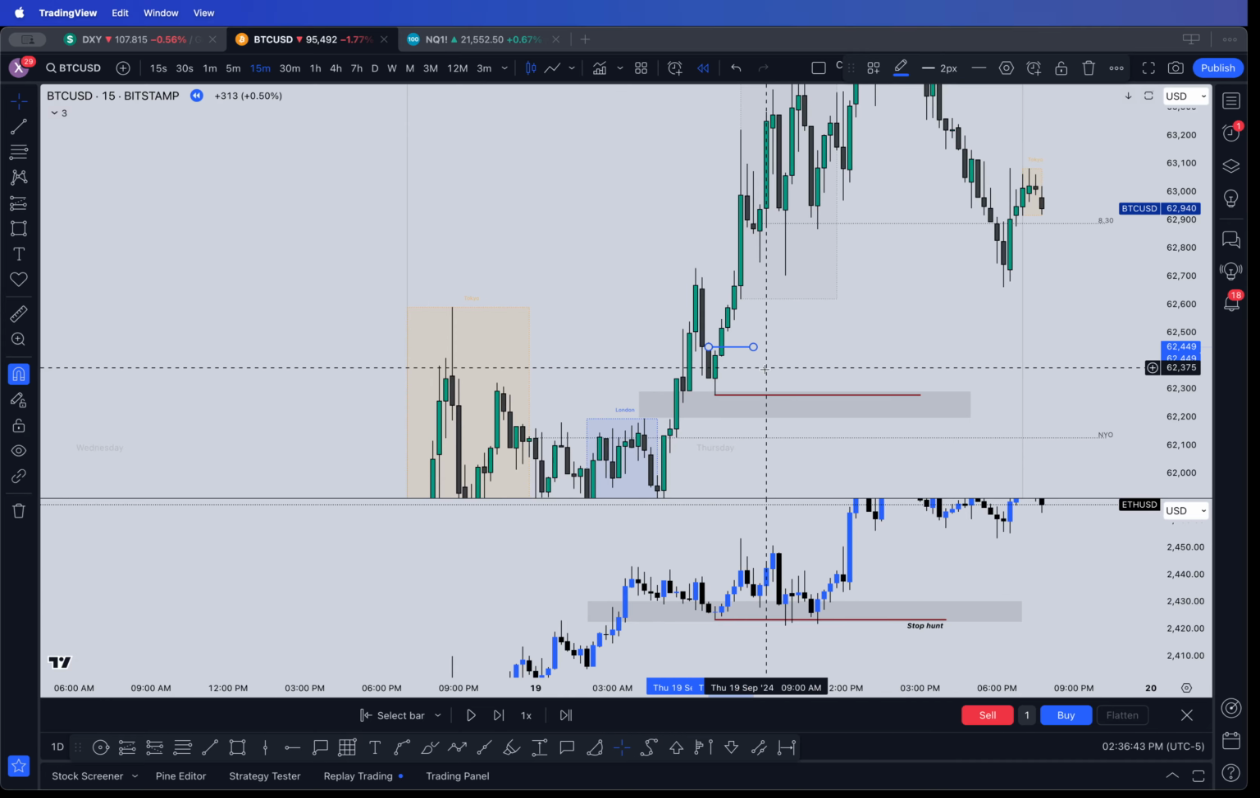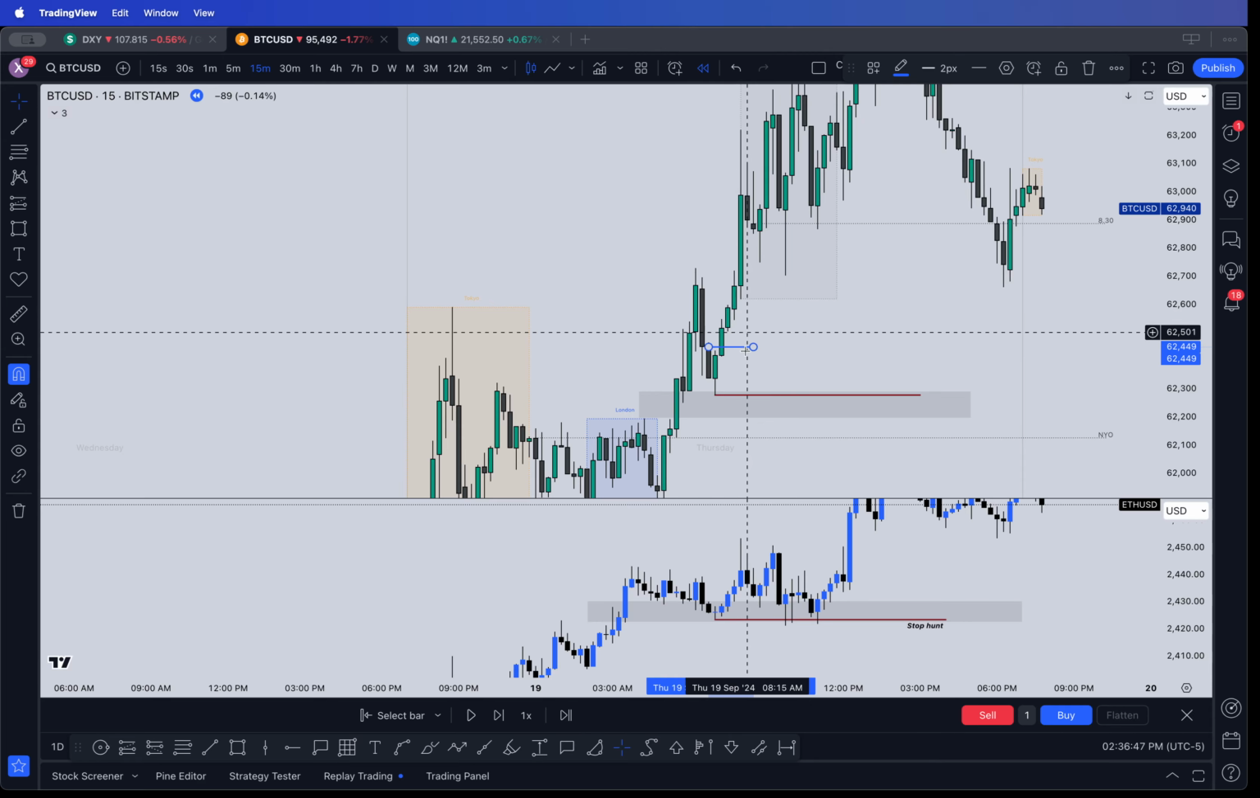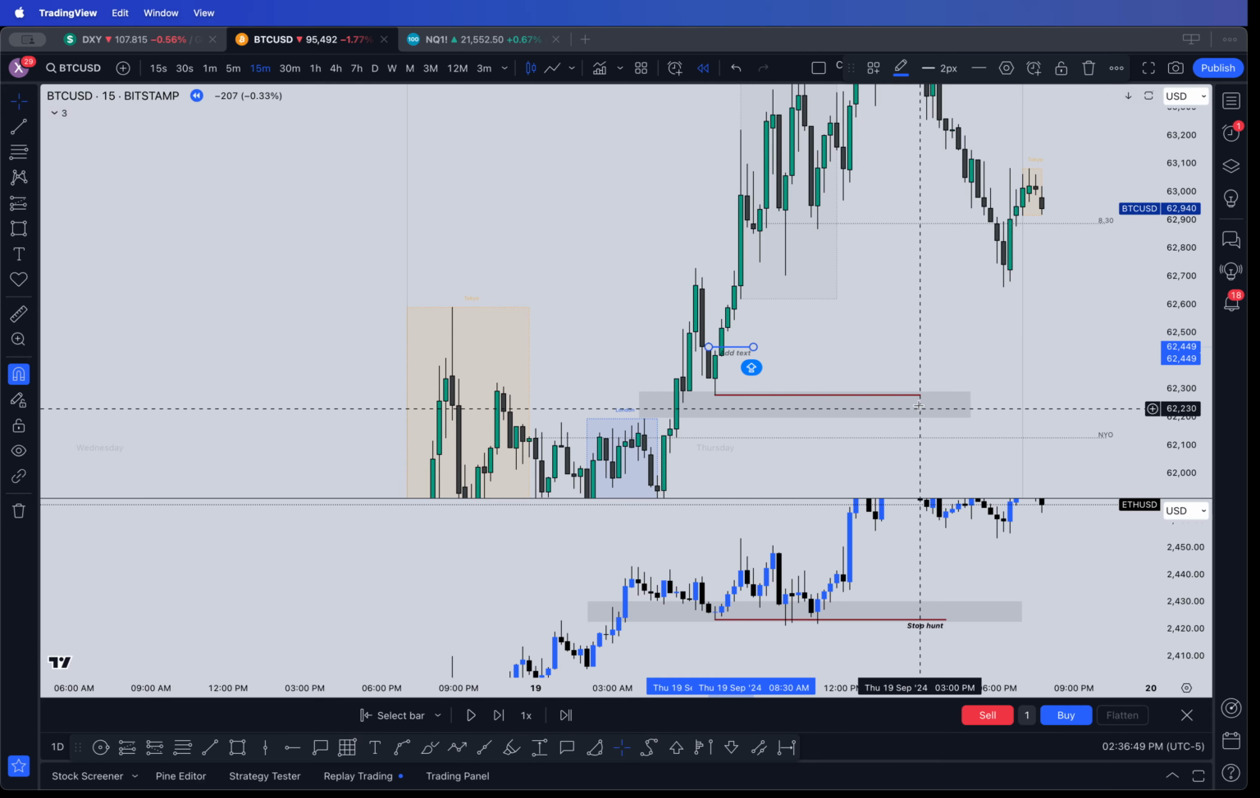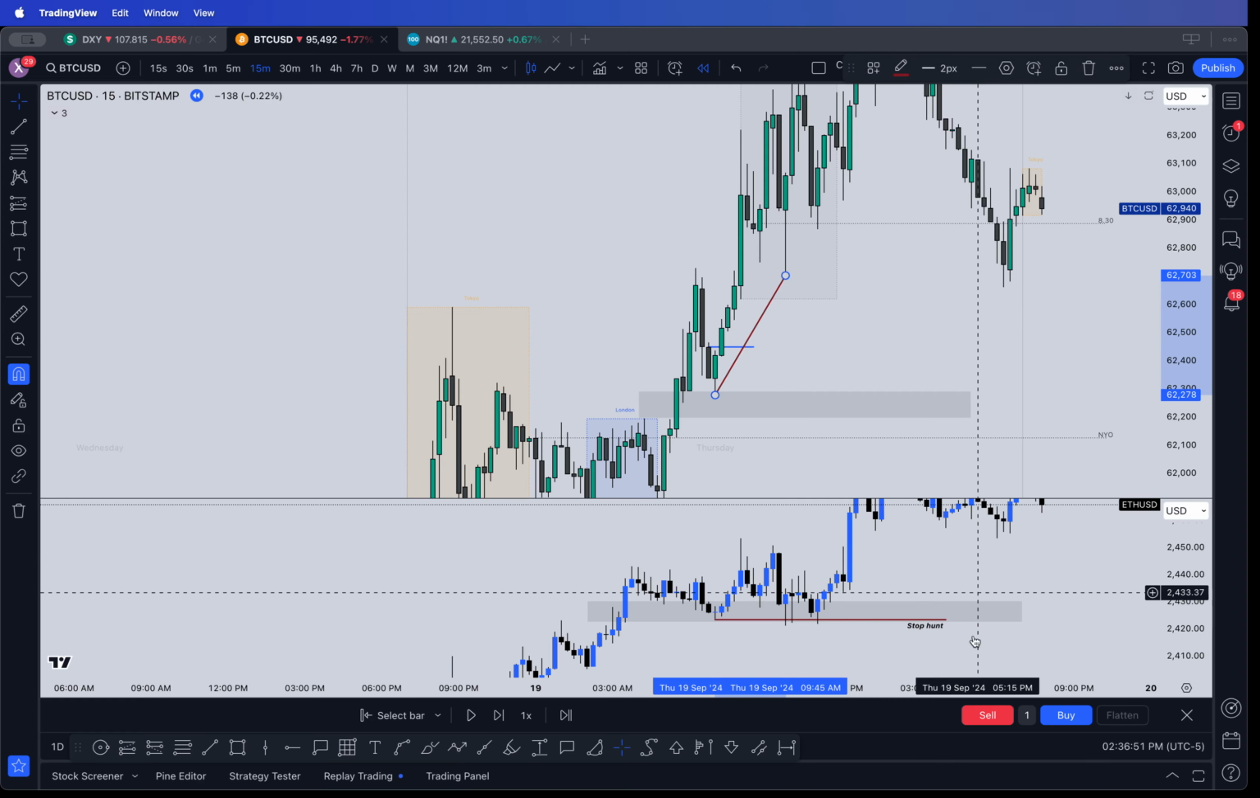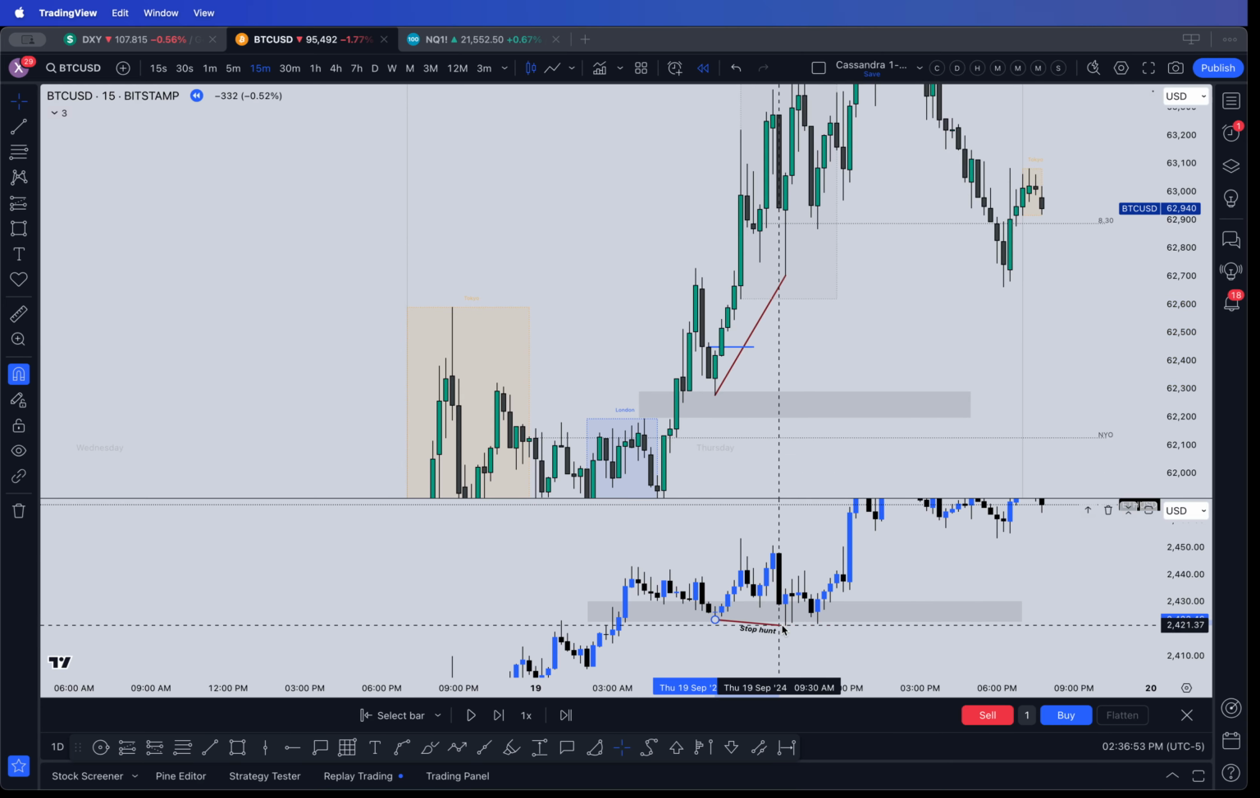Does the sessions matter with crypto? I would just always trade with sessions. So I see the stop line happen right here, okay? So here is the SMT right there. Perfect. That's in the kill zone.